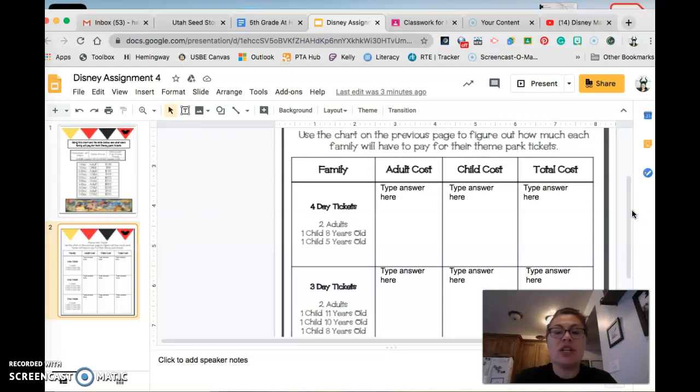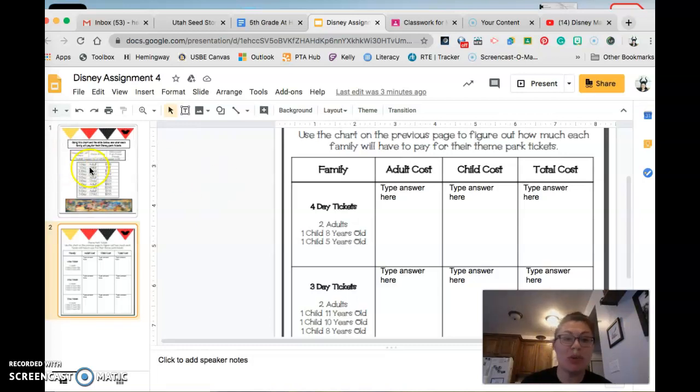So the instructions say use the chart on the previous page to figure out how much each family will have to pay for their theme park tickets. There are 4 columns. Let's go through each column and explain why they are important. The first one is the family column. It tells you about the family, how many days they're going to be at the park, and how many adults and how many children. Something special you need to notice is next to the child, it tells you how old they are.